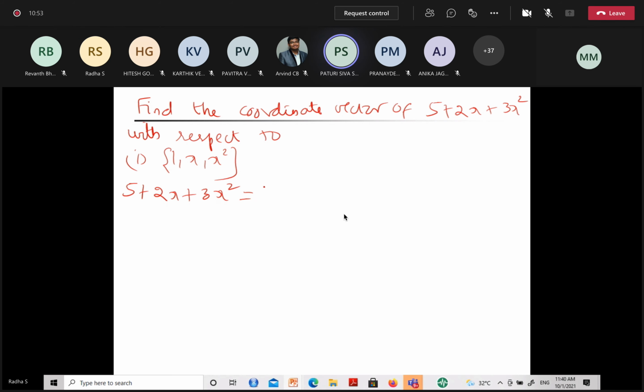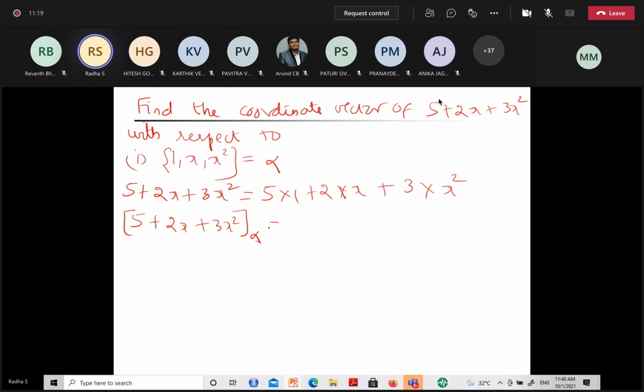5 into 1 plus 2 into x plus 3 into x cube. So usually we write the coordinate vector symbol like this. Suppose I call this basis alpha, I can write this as alpha. That is, the coordinate vector of 5 plus 2x plus 3x square with respect to alpha is nothing but collect all these coefficients 5, 2, 3.